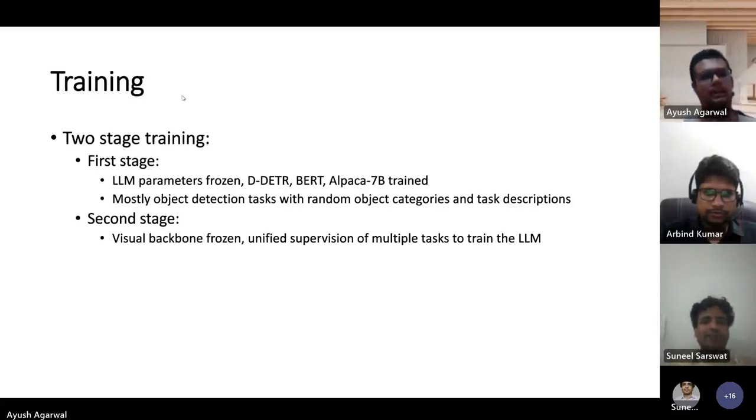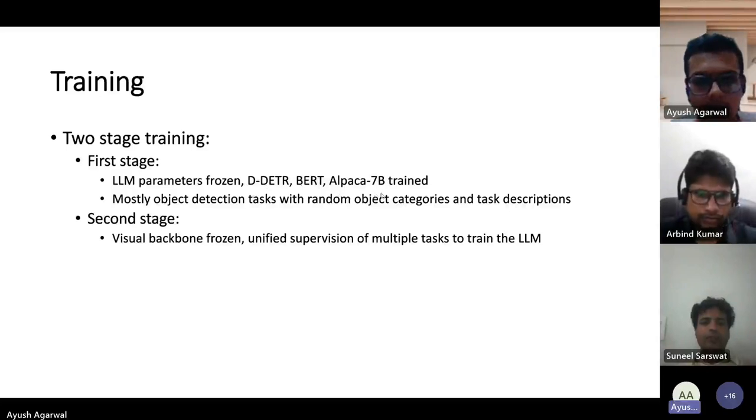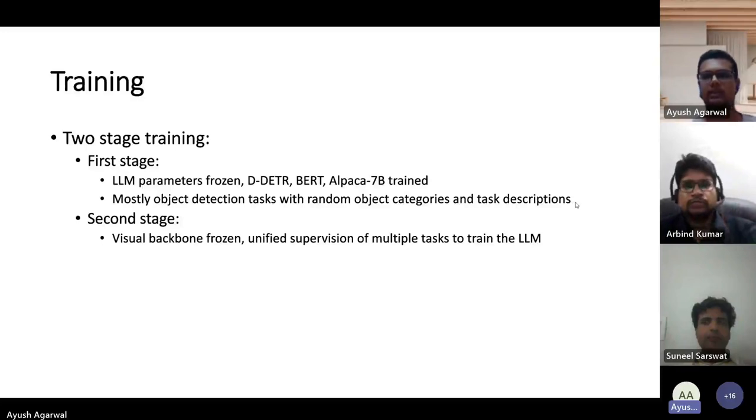Yeah. So the training happens in two stages. In the first stage, the parameters for the LLM are frozen. The LLM is the Alpaca 7B model, and the rest of the models are trained, with the weights initialized from pre-trained weights. For the first stage, they mostly perform the object detection task with some random object categories and task descriptions. We talked about how they generated these random task descriptions.